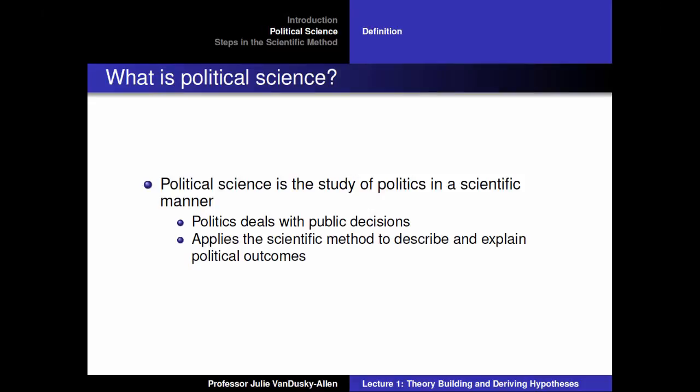This semester, you are taking an advanced research methods class in political science. Before we talk about these methods, we first have to discuss the scope and goals of political science itself. So what is political science? Political science is the study of politics in a scientific manner. Politics deals with any outcome that is related to public decision-making. These outcomes can include many topics, such as voting behavior, the legislative process, or interstate war. Political scientists use the scientific method to describe these political outcomes and explain why these outcomes occur.